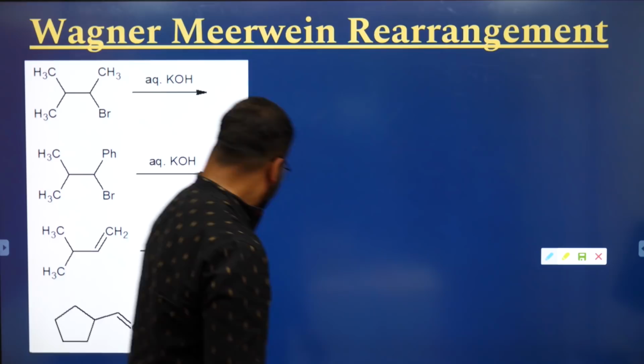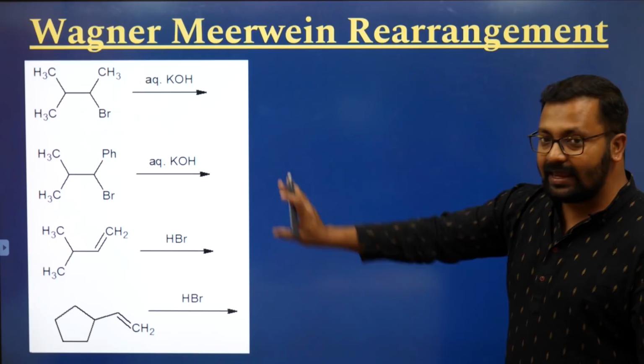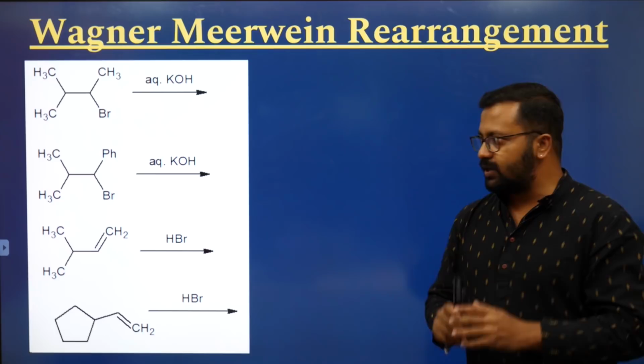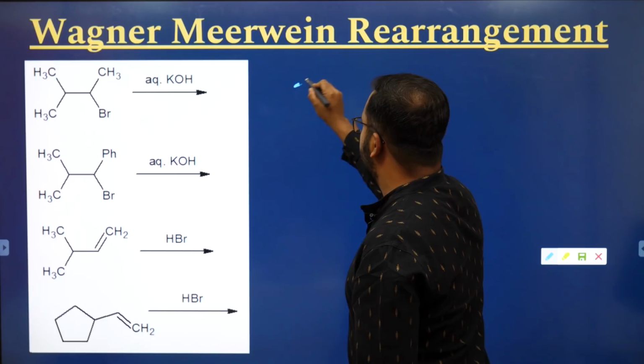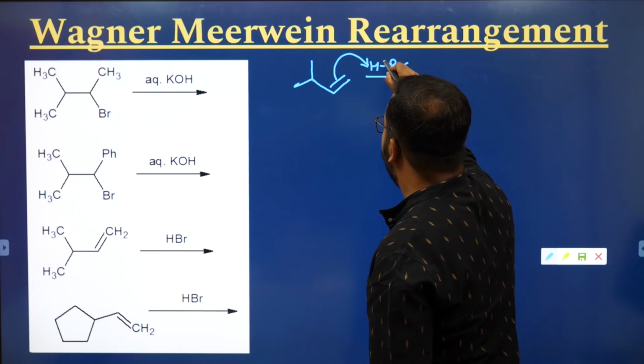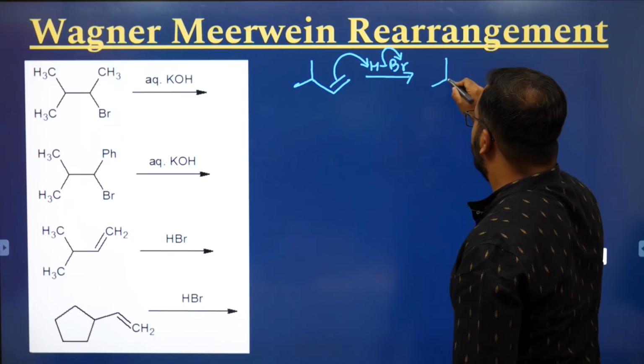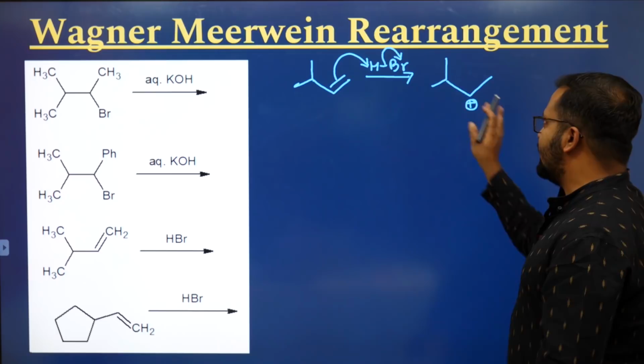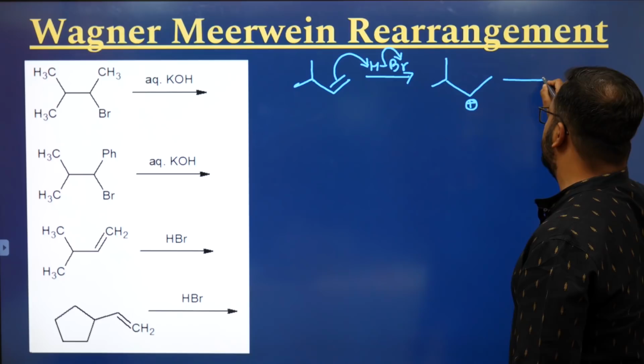So, in the next one, what we would do is, there is HBr, there is this alkene. So, HBr will generate an electrophile, that is H+. And the alkene will take up that H plus ion. So, this will take up, I'll draw an arrow like this. And remember, arrows should always be drawn in the same direction. I'll get a carbocation like this. Can it undergo rearrangement? Yes, because this is a 2-degree carbocation. If it rearranges to this position, I'll get a 3-degree carbocation.